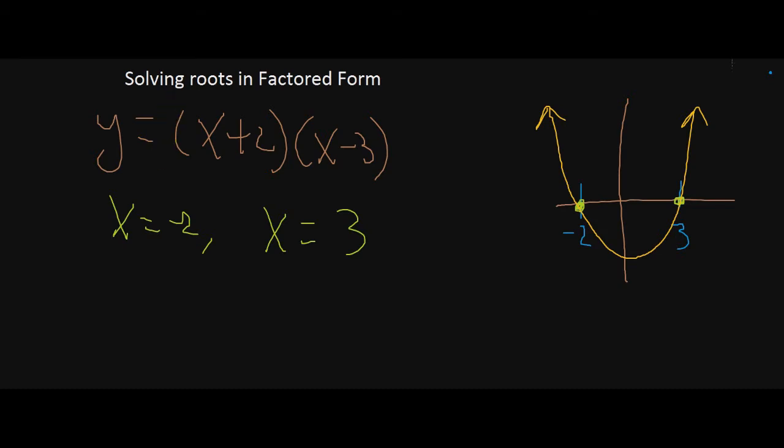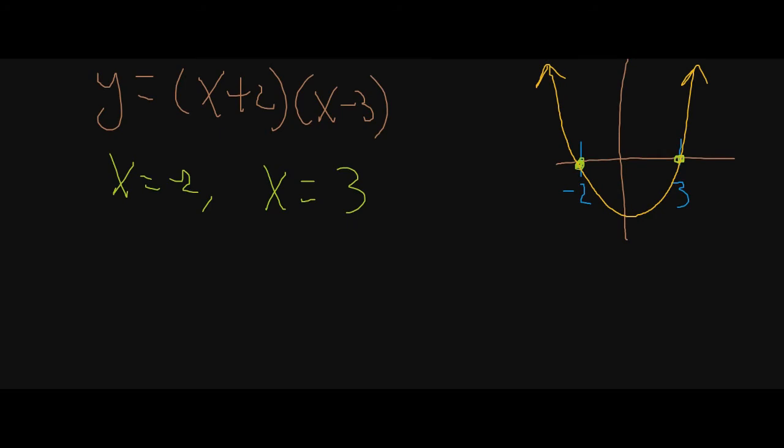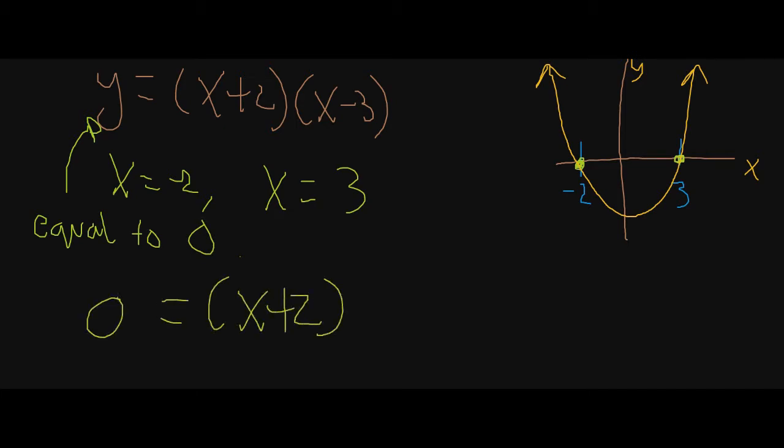So how do we go about actually solving it, right? That's how we could see it on the graph, and we want to learn how to actually solve it. Well, what's our y value here on the x-axis? We're just moving either to the left or to the right, but we're not moving up or down at all. So our y value is 0. So every time we want to solve for our roots, we have to set the y value equal to 0. So we do that. We're going to get 0 equals x plus 2, and then x minus 3.